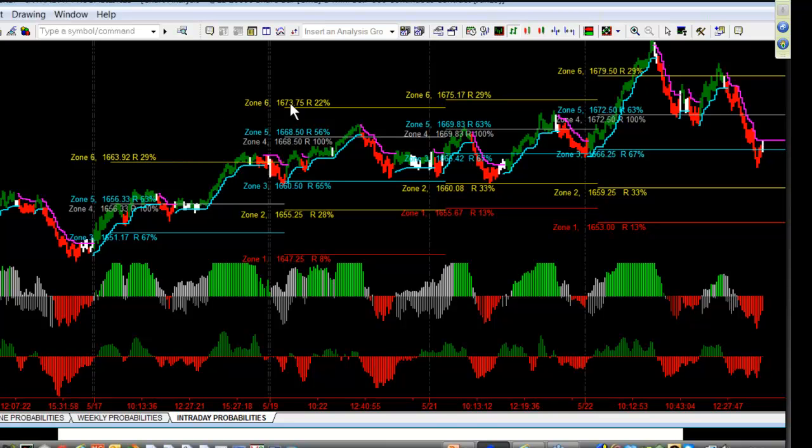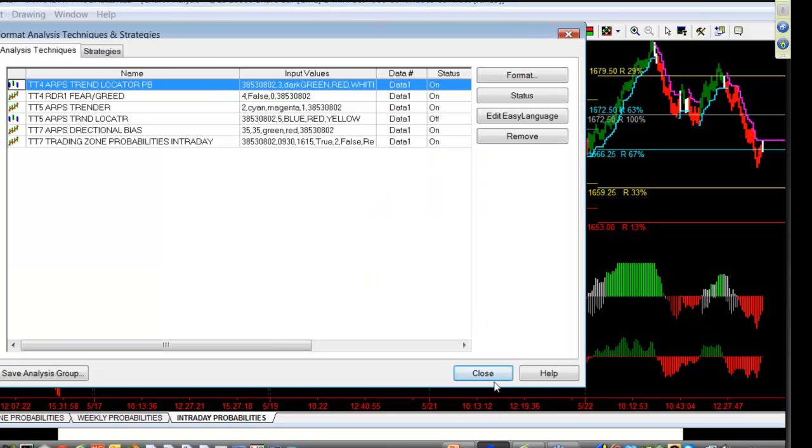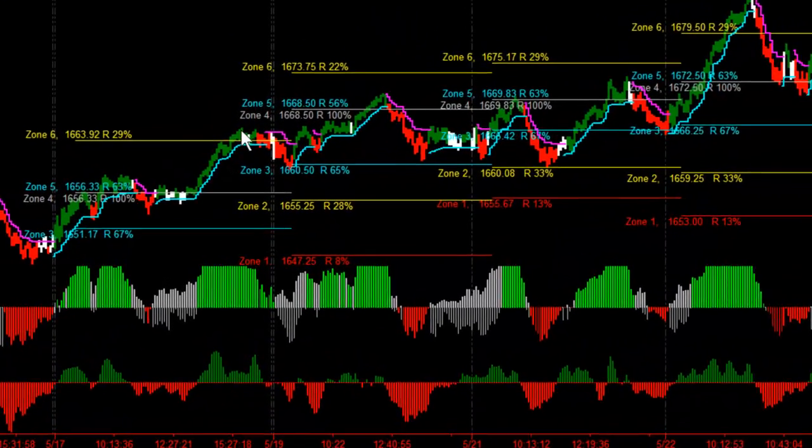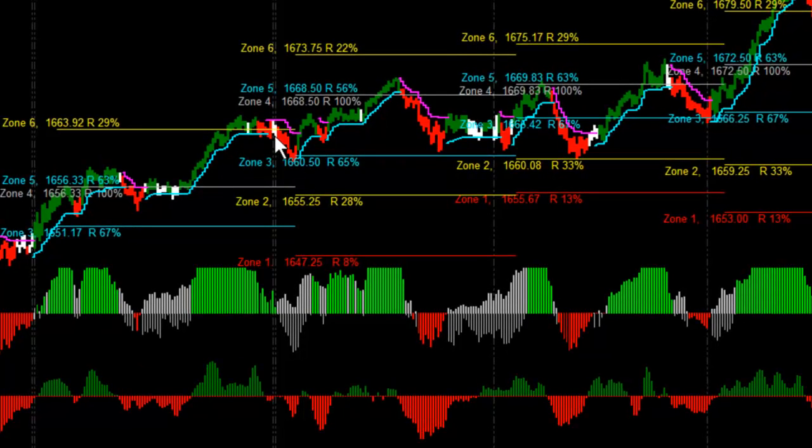But just very quickly, in addition to the zones, we have a tool that we call the Arps Trend Locator. And that's this tool that paints the bars green when the trend is up, red when the bar is down, and white when it's going sideways. This is one of the tools that we use in our trading every day to help us determine when we should be long, when we should be short.